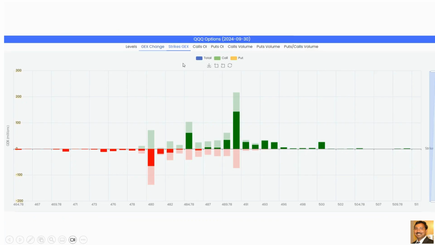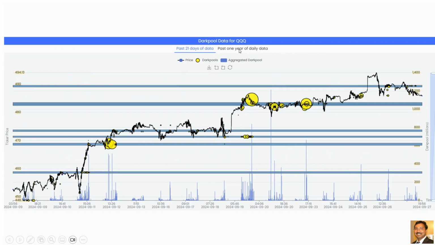And this QQQ GEX, it is at the 490 for the Monday and 480 at the downside. If it goes to the 490, that acts as resistance, and 480 can act as a support level for the QQQ for Monday. And this dark pool for the QQQ, huge dark pools at the 483 level. We do not know whether it's a buy order or a sell order. And if it breaks this 483 level, then 470 can act as a very good support. If it breaks, then it can easily come back to the 450 levels.